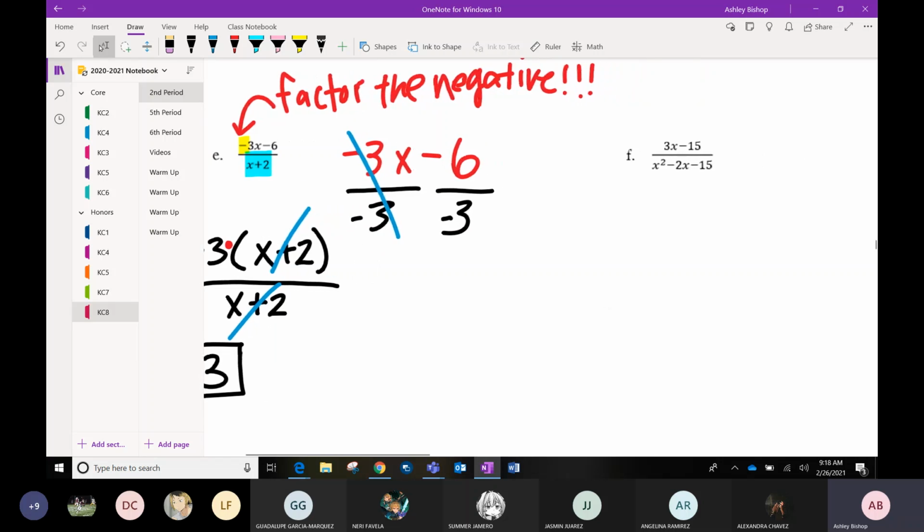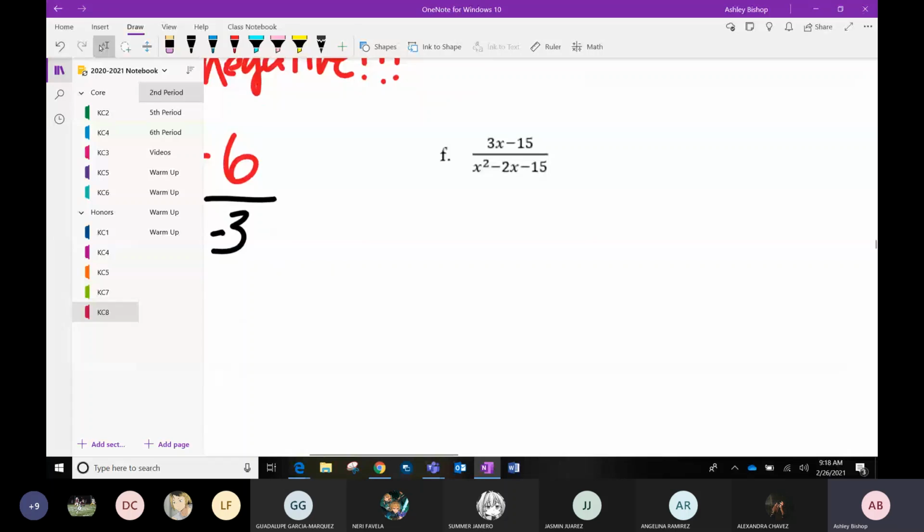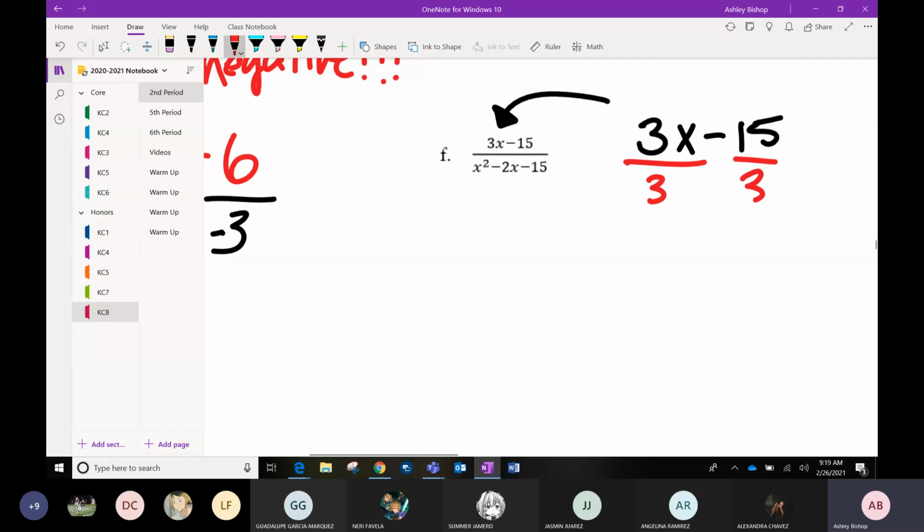So one last problem. We're going to do F. Again, if I ask you if the top can factor, you need to get in the habit of looking for a greatest common factor. So I'm going to rewrite 3x minus 15. You want to get in the habit of looking to see if there's a number we can take out of both numbers. In the chat, please, what number can I take out of 3 and -15? What number can I take out of both of those? 3. Good. So I'm going to divide both of these by 3.